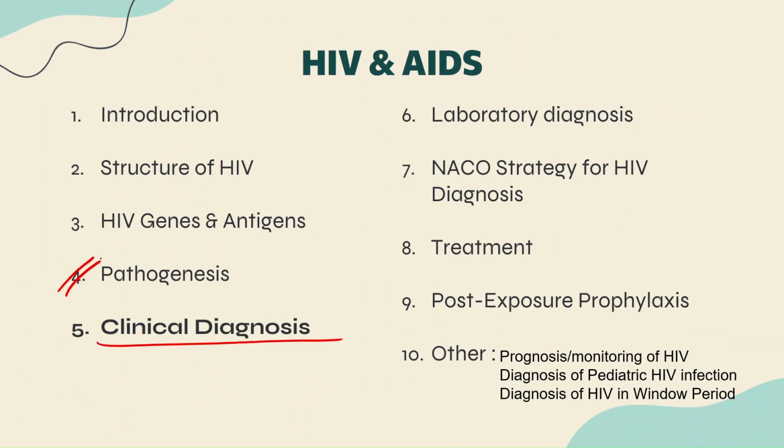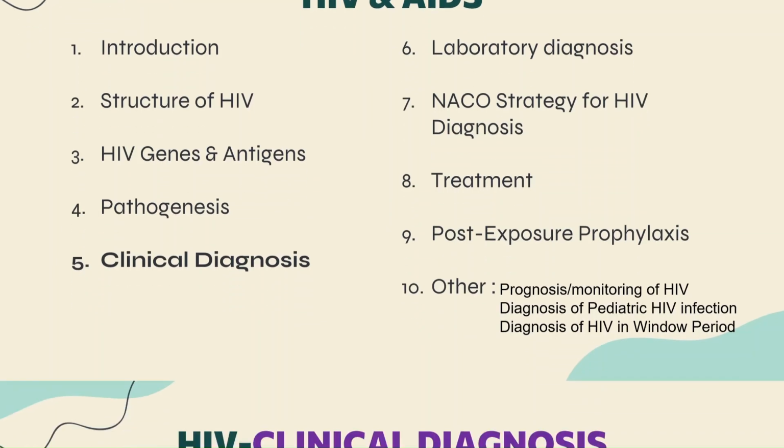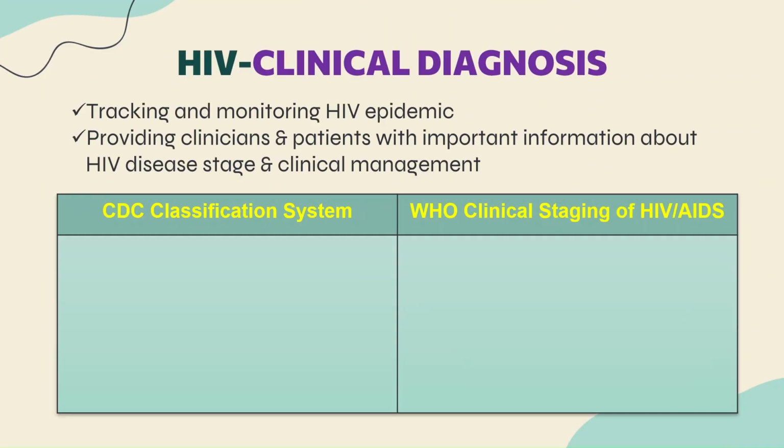So we are done with the pathogenesis of HIV and AIDS. Right now we are moving on towards clinical diagnosis. What is the importance of this? What do you mean by clinical diagnosis, guys? Clinically, when the patient comes to you, by just looking at the symptoms the patient is coming with, and the associated conditions, we can make a diagnosis, and that is clinical diagnosis. What is the use of doing this? It is going to help you in tracking and monitoring the HIV epidemic. Also this clinical diagnosis or staging is going to provide you information regarding the disease stage, as well as the clinical management of the disease. And it is useful for both the clinician as well as the patient.